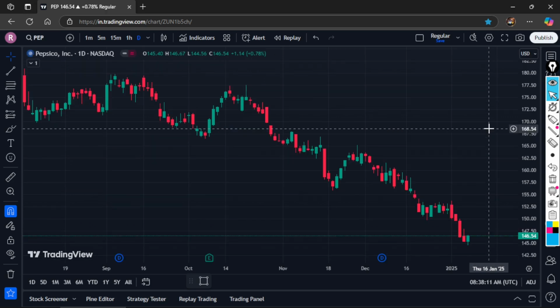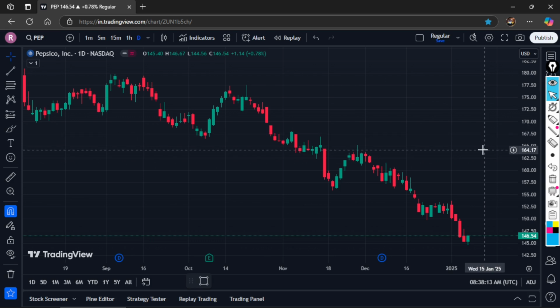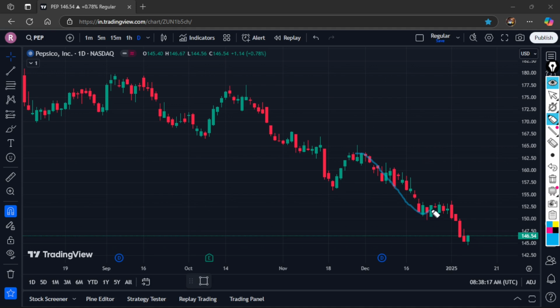Here in PEP it is on the negative side, it is in a downtrend, so we will just go with the flow in the negative side trades. We will look for negative side trades and not buying side trades. So I am still bearish in this PEP.